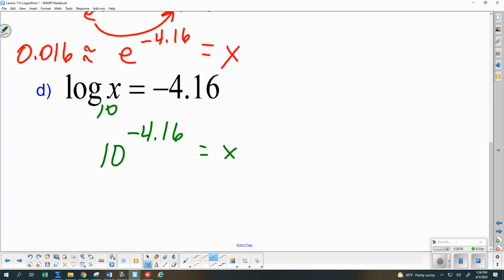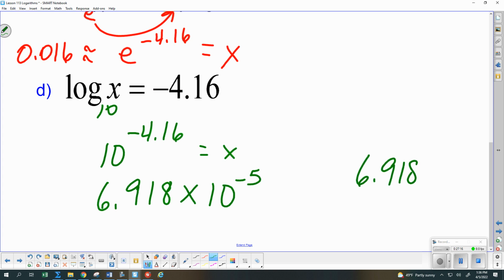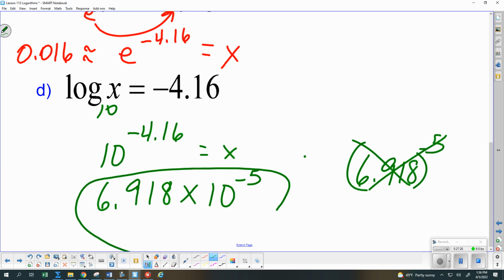And McKenna, have you punched that in? No, not to the negative 5. It is not 6.918 to the negative 5. The 10 is to the negative 5. The 6.918 is not. So be sure you get that times 10 in there for the scientific notation. Any questions? All right, thanks for helping us through that.